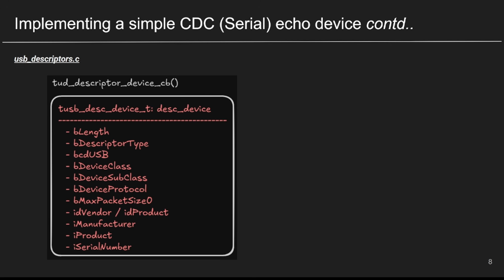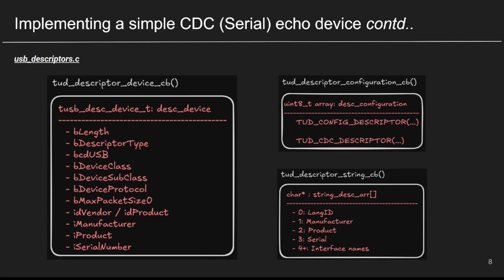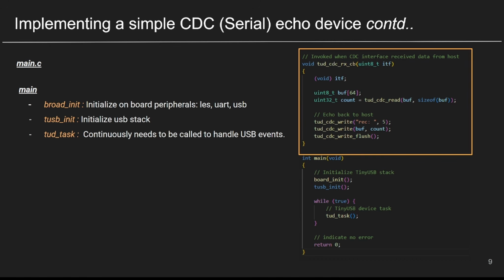Next, in usb_descriptors, we will see our USB descriptor. This is where we'll define things like the device descriptor, configuration descriptor, interface descriptor, and endpoint descriptor. This tells the host what our device is and what it can do. Next, in our main function, we will initialize the board and the USB stack, and then we will have our infinite loop from where we will call tud_task over and over to handle USB events.